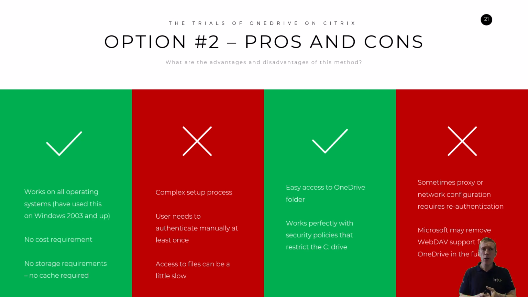I've deployed this method a few times already. You know, it's a pain to set up. It does work effectively once set up. I've done it on very old OSs, back to Windows Server 2003, and it works well there. If you're blocking access to the C drive, this makes a lot of sense. You don't need any storage uplift at all, because you're not caching anything. But like I said, proxy server security settings can make it a little bit twitchy. And there is always that spectre that Microsoft might pull WebDAV support from OneDrive, although it's been rumored for a very long time, and it hasn't yet come to pass.